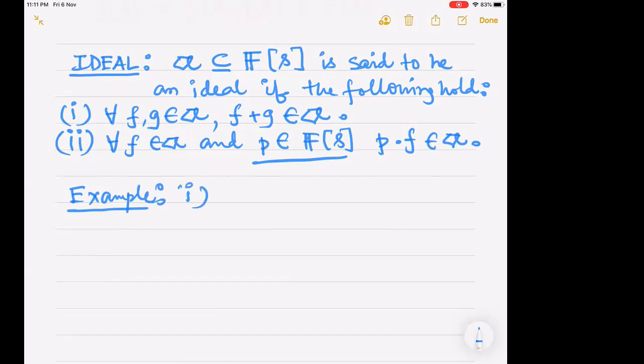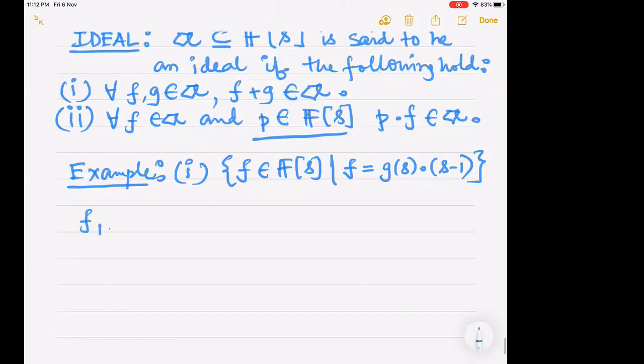Number one, say I look at all those polynomials f in F(s) such that f(s) is equal to some g(s) times (s minus 1). This set is going to be an ideal. You can check: suppose I have f1 and f2, both in this set. Let me call this set A, by definition. So both are in A. Then this means f1 must be equal to some g1(s) times (s minus 1).